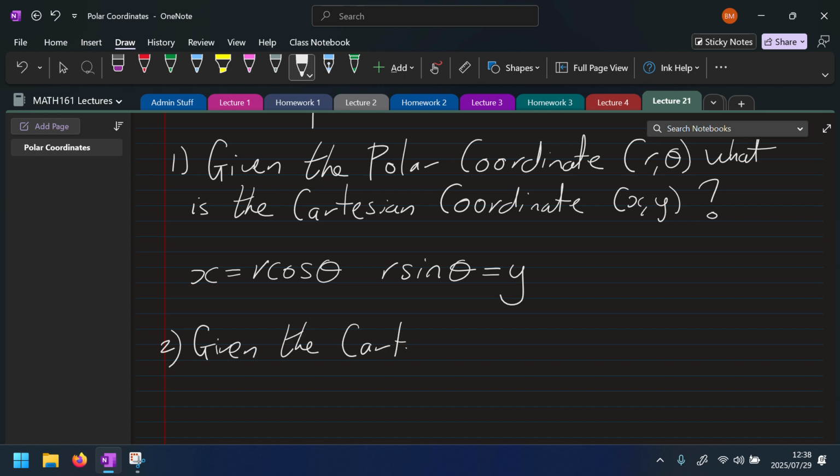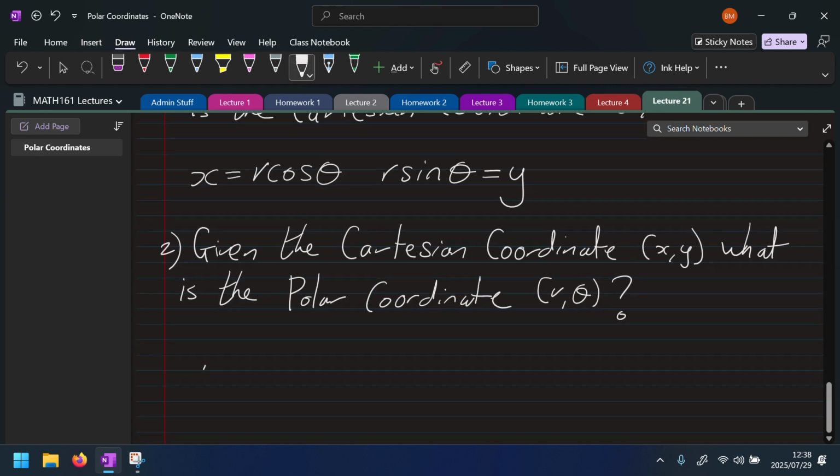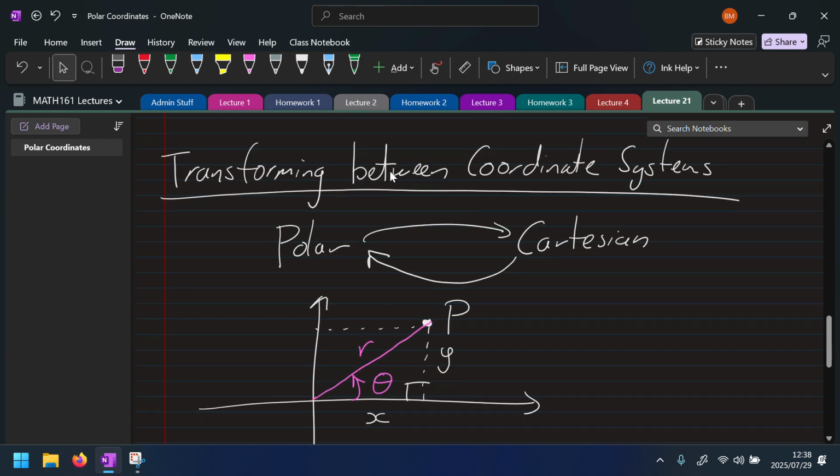So given the Cartesian coordinates, xy, so now we go the other way. I give you x and y. The question is, what is r and theta? Okay, so let's do r. Okay, so we want to work out what r is. So again, we go back to our triangle. We're given 2 sides. The third one there is missing. How do we find r?